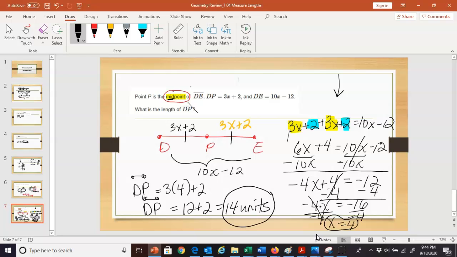We have some other parts of this line that we could find, but it didn't ask us to, right? The question was just find the length of DP.